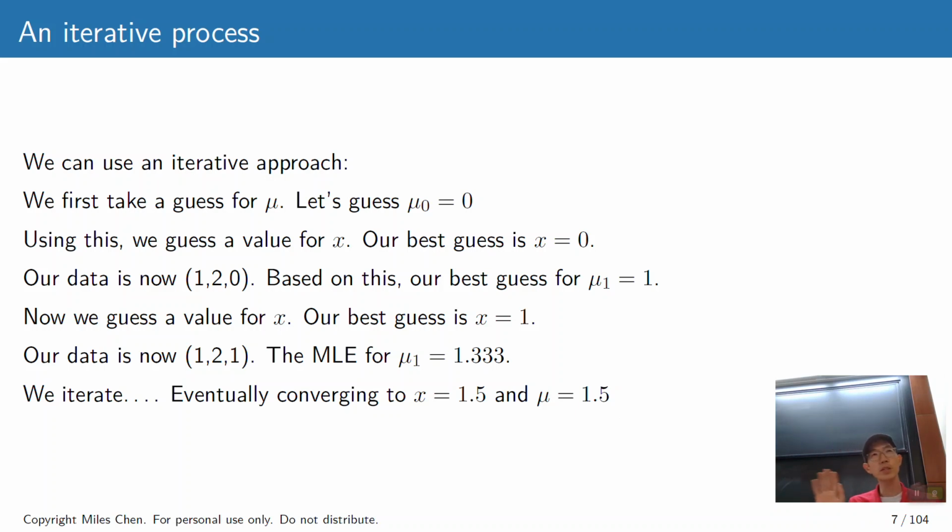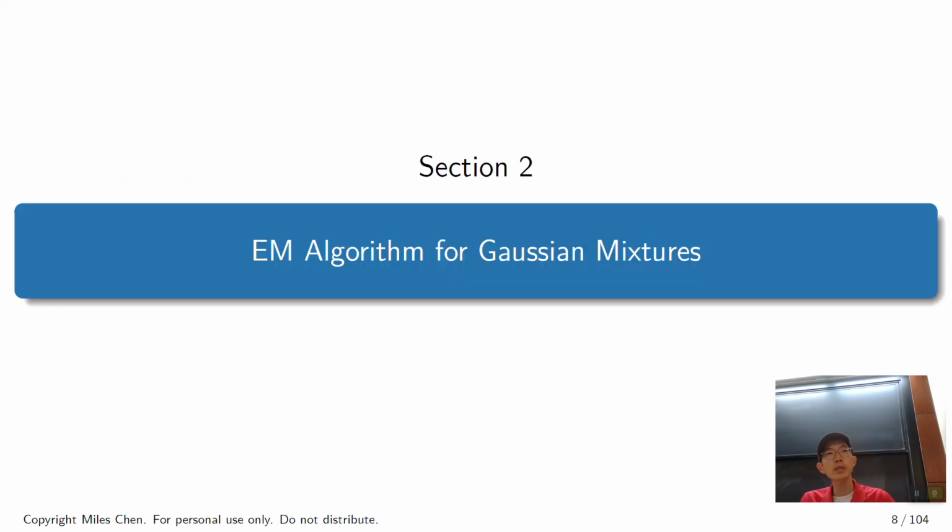Okay, does that conceptually make sense as far as what we're doing in this iterative approach? Okay, and that's basically the EM algorithm. We take this iterative approach where we try to update what my guesses are for the missing values, and we update what my estimates for these parameters are.